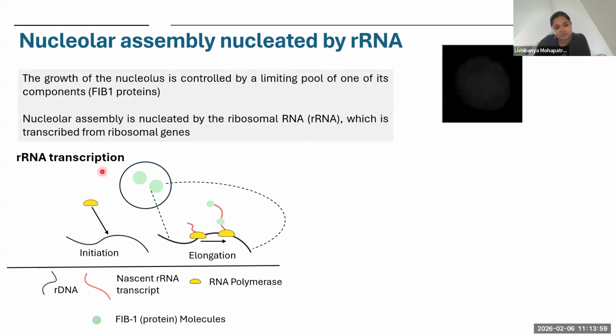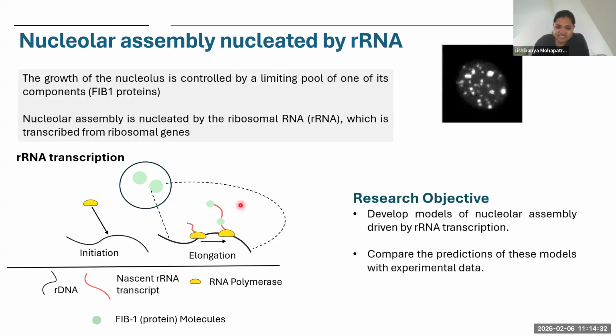Now, I want to describe that RNA transcription proceeds in 2 steps. The first step is initiation. In that step, your RNA polymerase lands on your rDNA site. And as it moves along the rDNA site, you start producing your nascent RNA transcripts. We assume that the nucleolar proteins, or the nucleolus, is going to ultimately condense and get nucleated on these nascent RNA transcripts. So that's the basis of this model.